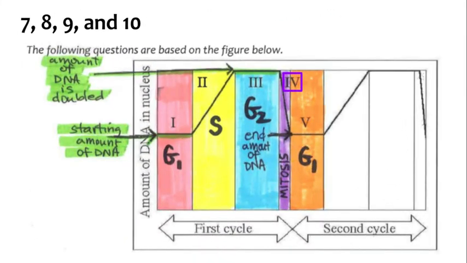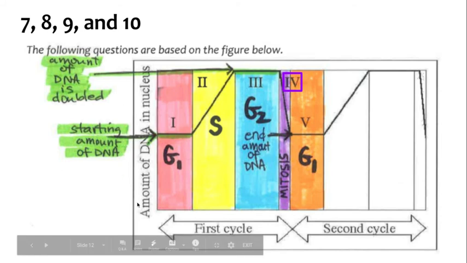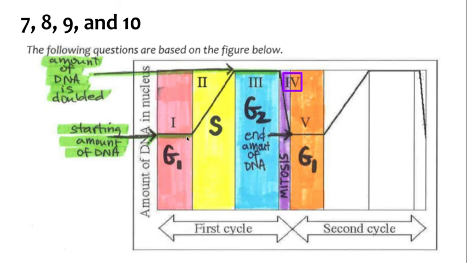All right, and then on 7, 8, 9, and 10, I'm going to explain these by kind of just going over what's happening in the diagram. So let's look at our axes labels. This is the amount of DNA in the nucleus. And here we are shown the first and second cycles of cell division. So this is your starting amount of DNA. And then you can see here in panel 2, it's increasing.